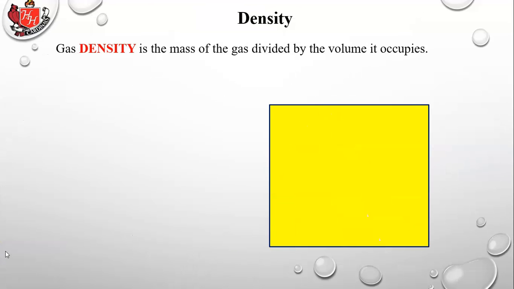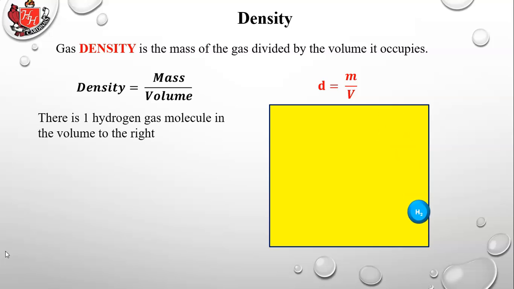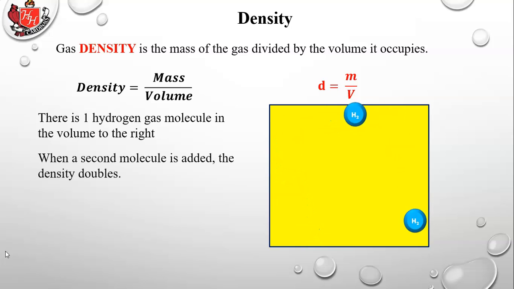Okay, gas density. Gas density is the mass of the gas divided by the volume it occupies. So density equals mass divided by volume. Here we have a gas molecule in a certain amount of volume, that yellow box. There's one hydrogen gas molecule in the volume to the right. When a second molecule is added, the density doubles. You have twice as much mass in that same volume, so you've doubled the mass, therefore the density has doubled.